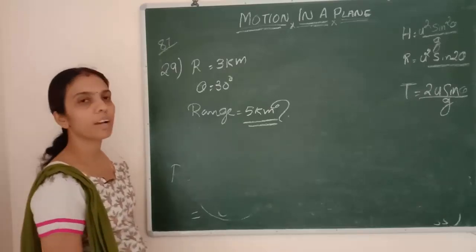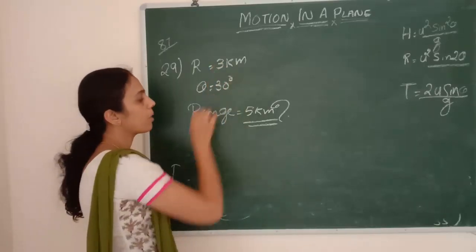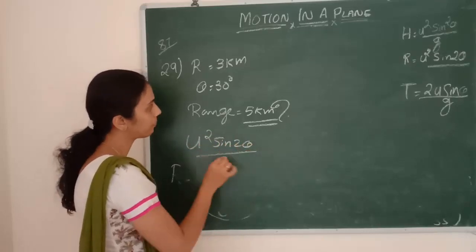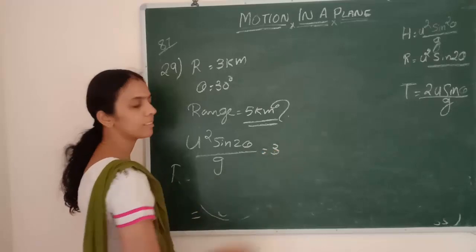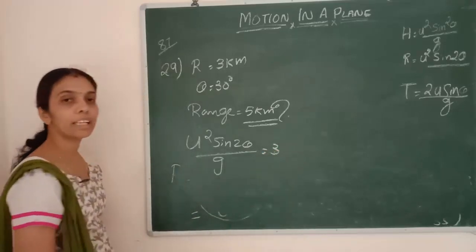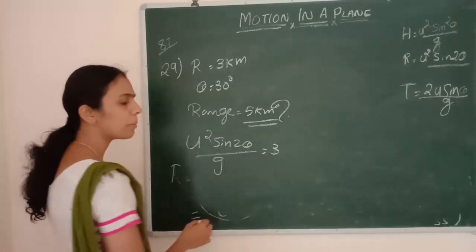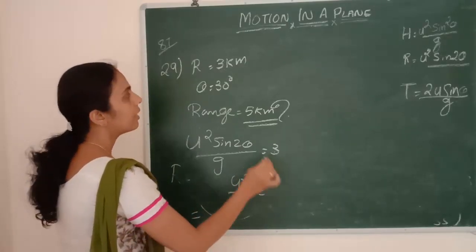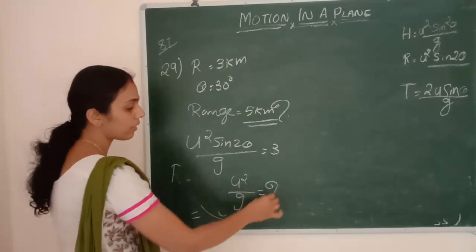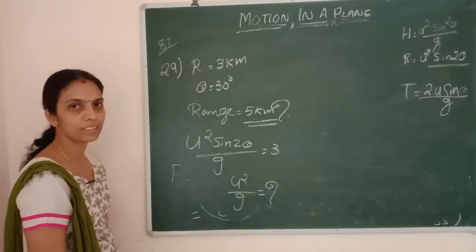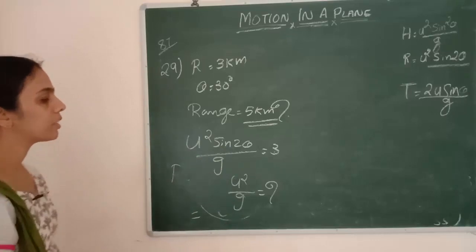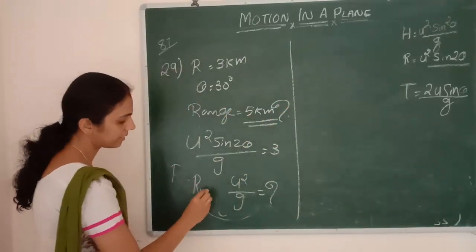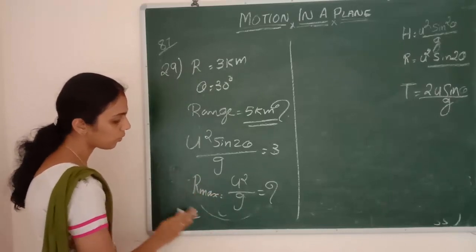Okay, so what can we find out? Range is given. What is the formula for finding out the range? U square sine 2 theta divided by g. That is 3 kilometers, isn't it? So what will be the maximum range? That is u square by g. U square by g is the maximum range, isn't it? So here how can we find out u square by g? So this is R max. R max equals u square by g.